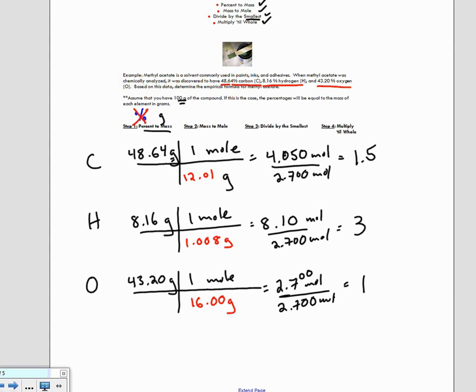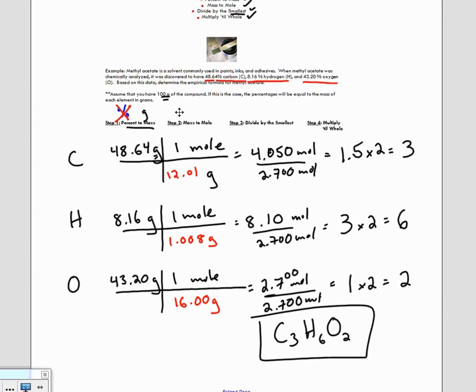Multiply till whole. What number would I have to multiply 1.5, 3, and 1 by in order to end up with all whole numbers? I can multiply them all by 2. And notice, whatever I do to one number, I have to do to all the other numbers, even if they're already whole. 3, 6, 2. My empirical formula is C3H6O2.